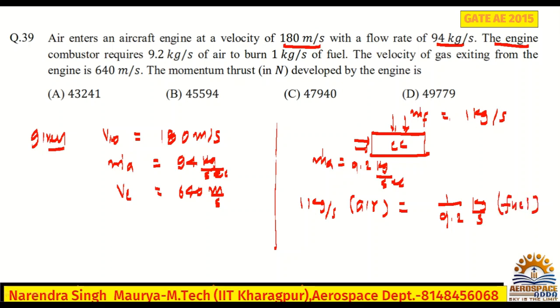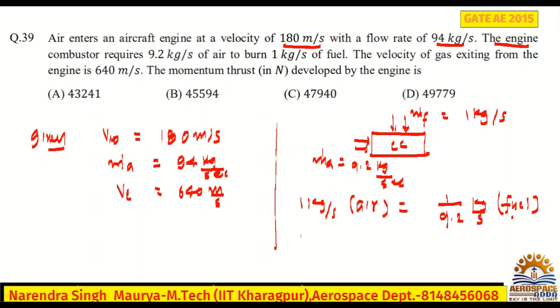1 kg per second of fuel, if you want to burn it, then 9.2 kg per second of air you need to supply. If I supply 1 kg per second of air to the combustion chamber, then it will burn only 1 by 9.2 kg per second of fuel. That's the meaning of it. Then what will be the air you are supplying?